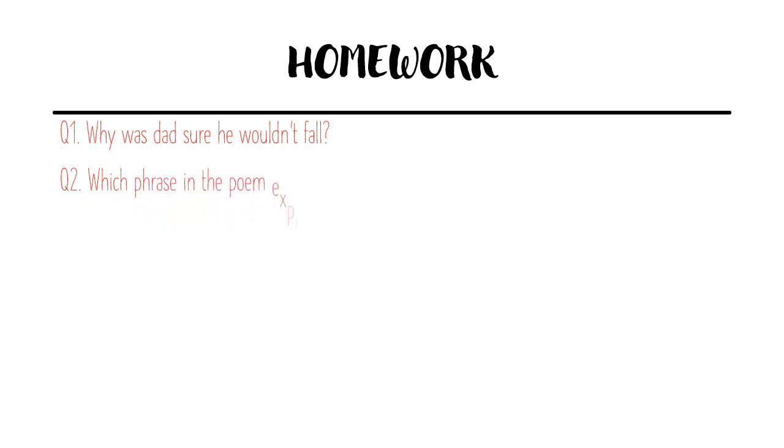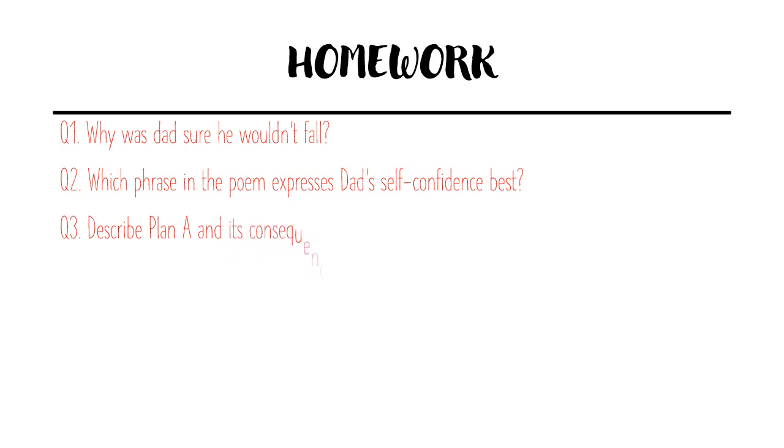Yeah, homework, very important. Everybody has to do. There is a set of question answers which are from your textbook only, working with text question answers. Yes, first one, why was Dad sure he would not fall? Next question, which phrase in the poem expresses Dad's self-confidence best? Question number 3, describe plan A and its consequences. Question number 4, plan C was a success. What went wrong then?